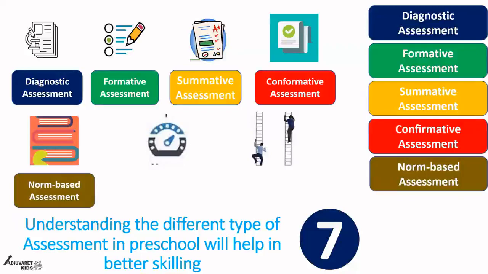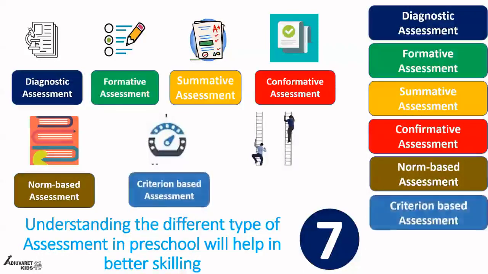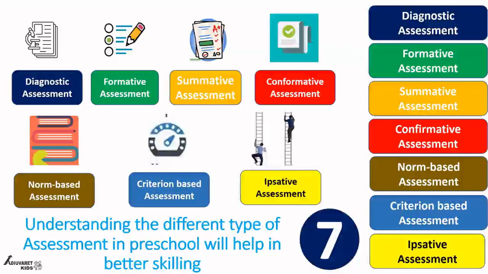Fifth type of assessment is called norm-based assessment or norm-referenced assessment. The sixth one is termed criteria-based assessment, or sometimes we call it criterion-referenced assessment. Last one is called ipsative assessment. So there are 7 types of assessment available in the academic sphere which can be adopted for assessing various skills that we have been planning to improve in our kids.